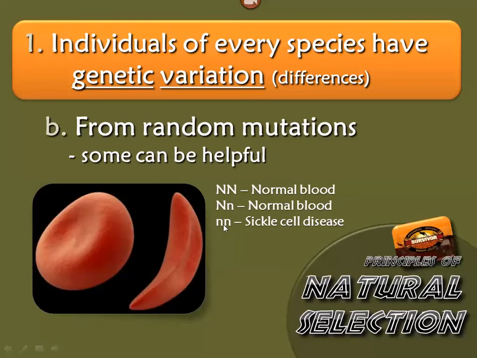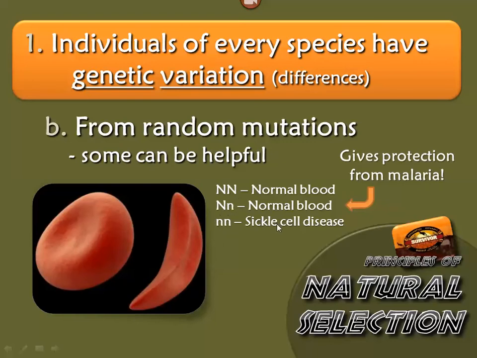And little n, you have sickle cell disease. So why would this be a helpful mutation? Well, it's not if you get the little n. But if you happen to have one little n along with a big N, you actually have protection, immunity from malaria. So anytime you have a little n, it gives you protection from malaria.